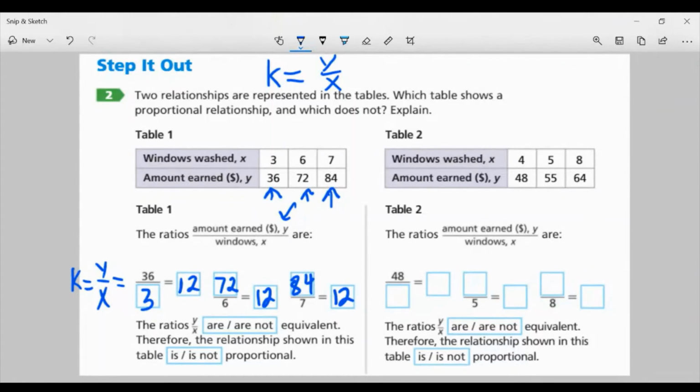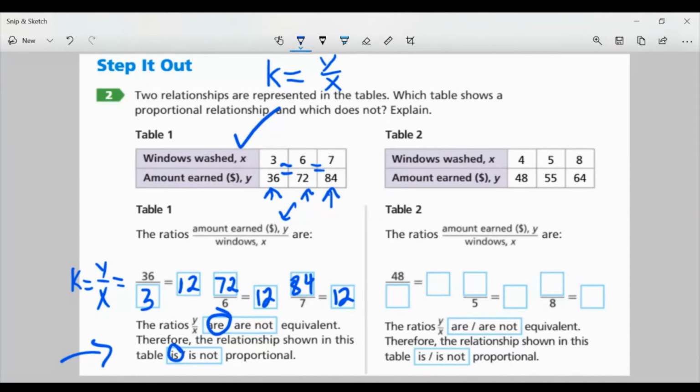Okay, so looking at the bottom part, the ratios y over x are equivalent. Therefore, the relationship shown in this table is proportional. It does have a proportional relationship for each one. They are all equal to each other. All right, now let's look at table 2.